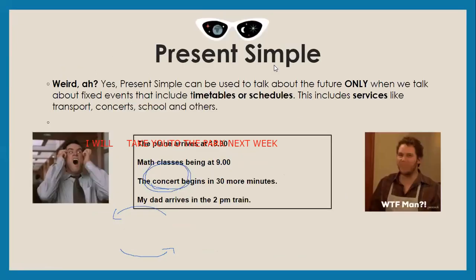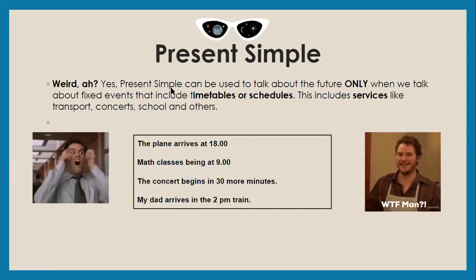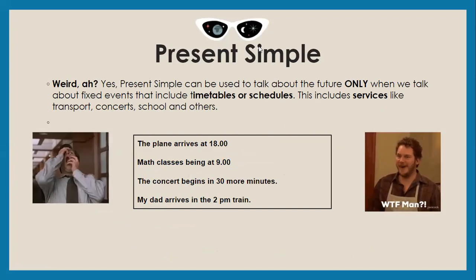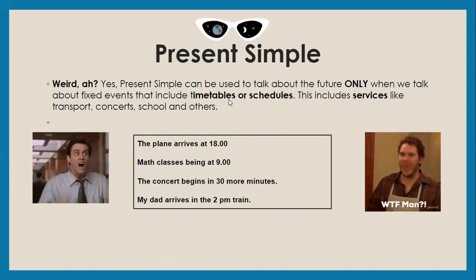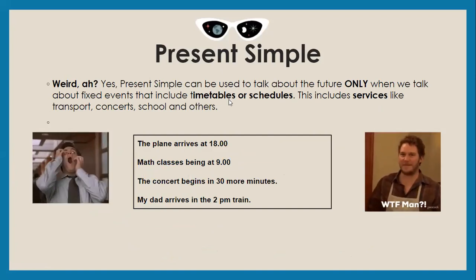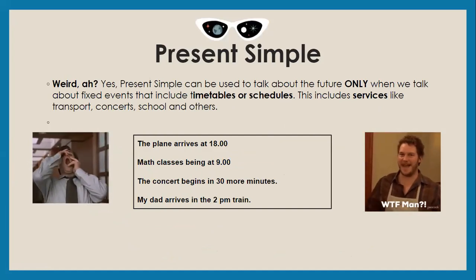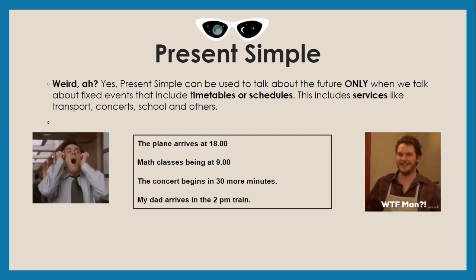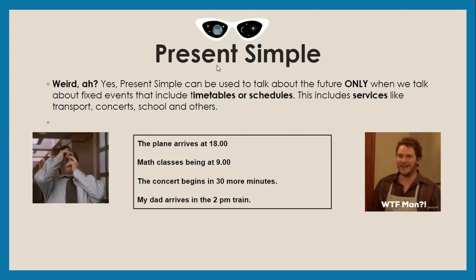Okay. Let's continue with the third one, and the third one is the present simple. You might wonder, teacher, why present simple in the future? It doesn't make sense. Honestly, it doesn't make sense. Yes, we can use the present simple for the future, and we can use it on a very, very specific thing. And this is absolutely yes.